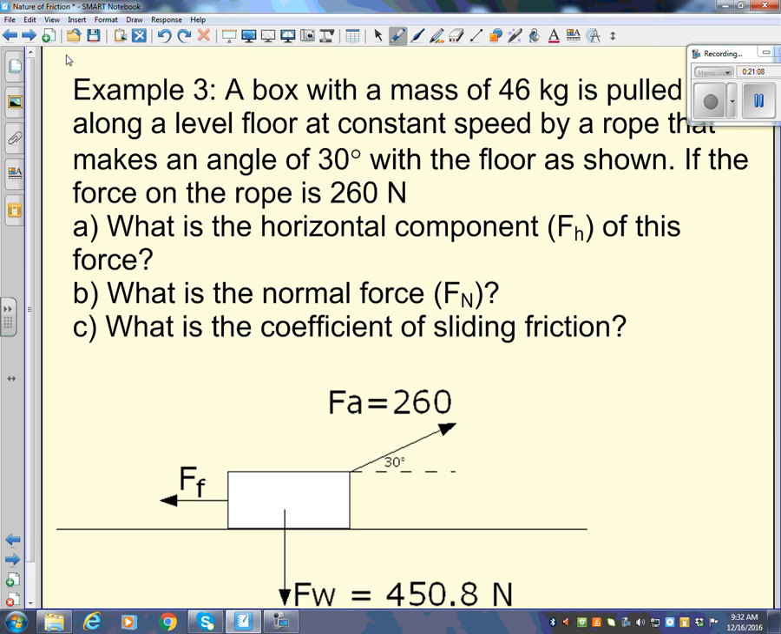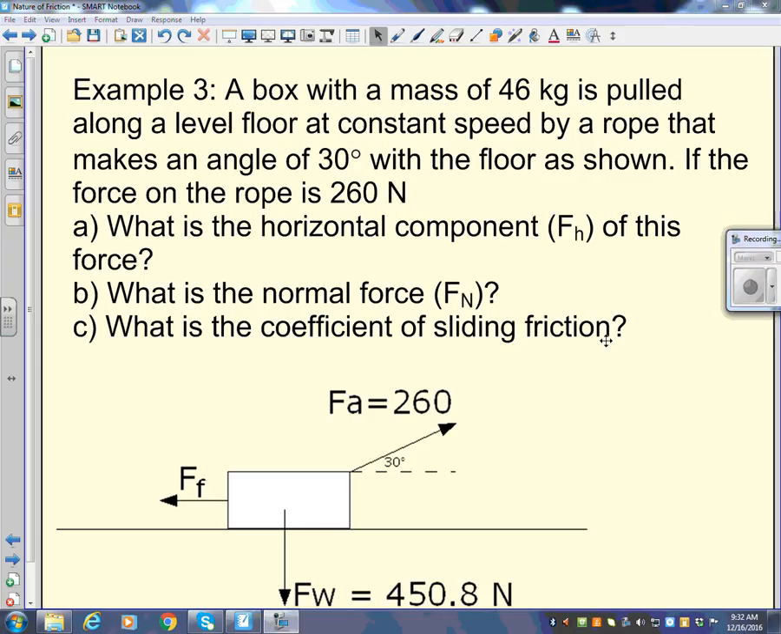Good. Okay. Does this look hard? Do you have a full page for it? Last one. A box with a mass of 46 kilograms is pulled along a level floor at a constant speed. Constant speed. What does that mean? F net is 0, acceleration is 0, forces are balanced. A rope makes an angle of 30 degrees with the floor as shown. If the force on the rope is 260 newtons, what is the horizontal component, which we are now calling FAX? What is the normal force, and what is the coefficient of sliding friction?